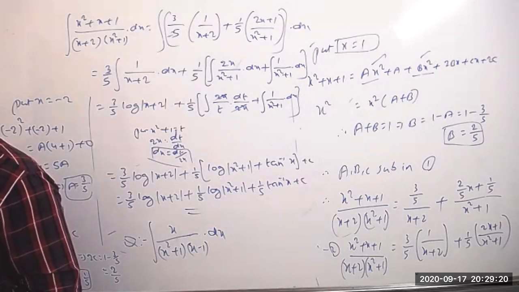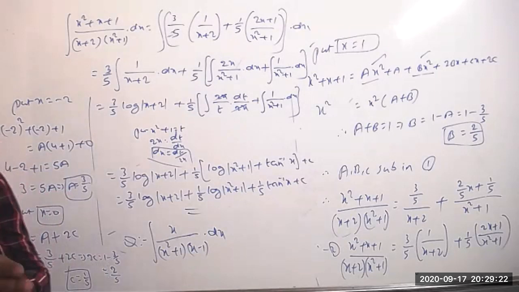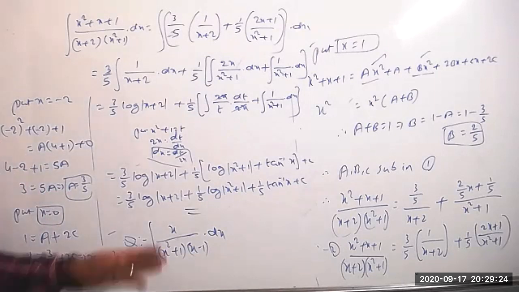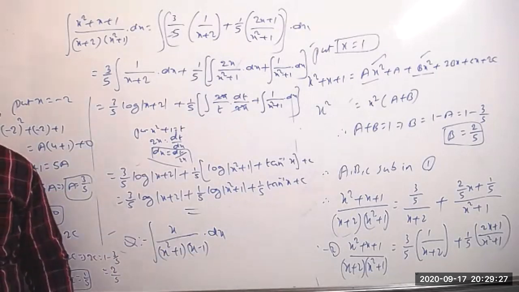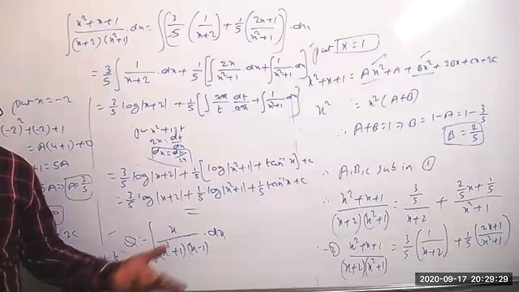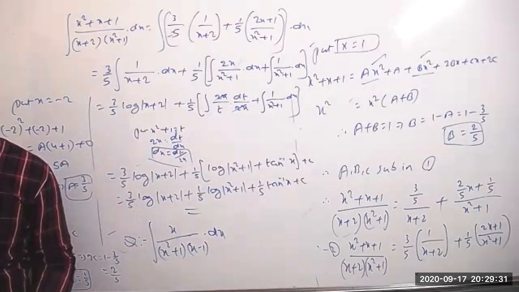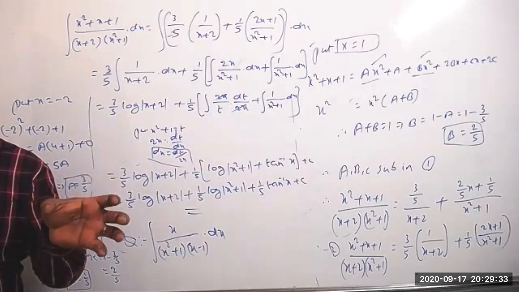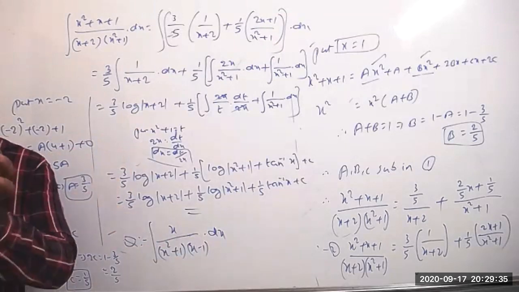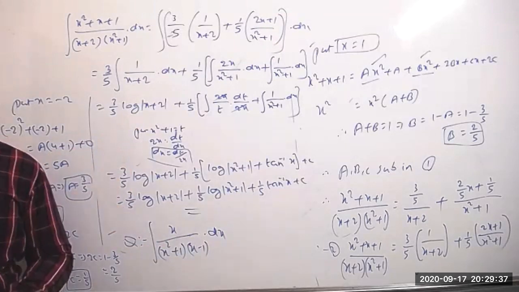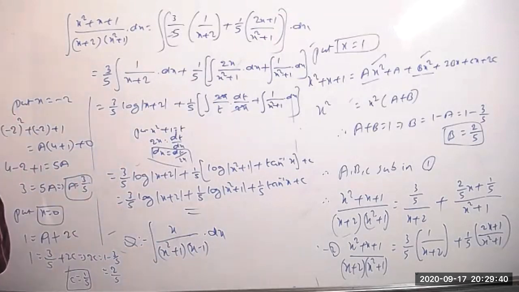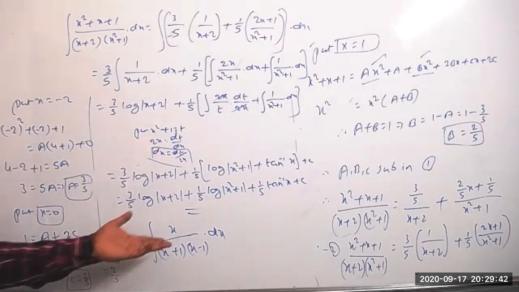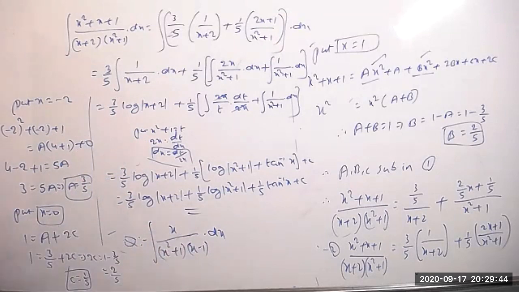That one you can substitute in the first term: ax plus b means minus 1 by 2 x plus 1 by 2. Take 1 by 2 outside, so minus x plus 1 by x square plus 1. Write separately, split into two parts again: minus x by x square plus 1 plus 1 by x square plus 1. Then you can do the integration. And the third one you will get directly as 1 by 2 into log modulus of x minus 1.